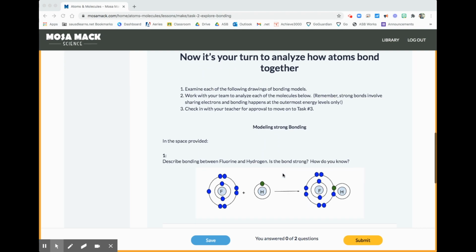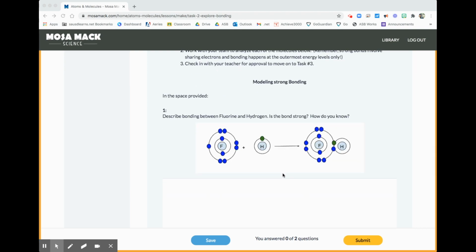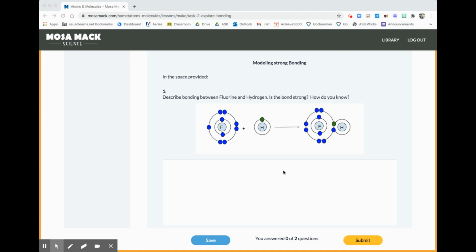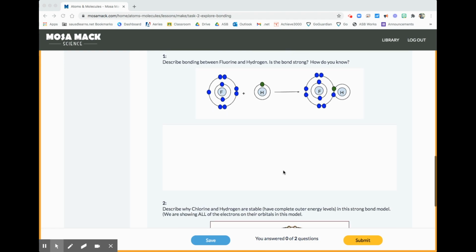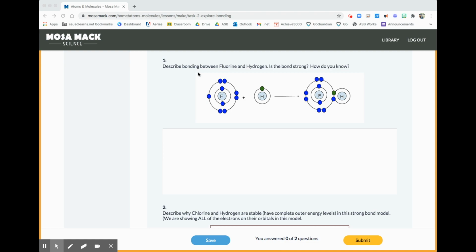So now it's your turn, you guys. These next two questions are some reflection questions to get you to explain a little bit about what you just learned. So now we're going to work on question 1. Describe the bonding between fluorine and hydrogen. Is the bond strong? And how do you know?